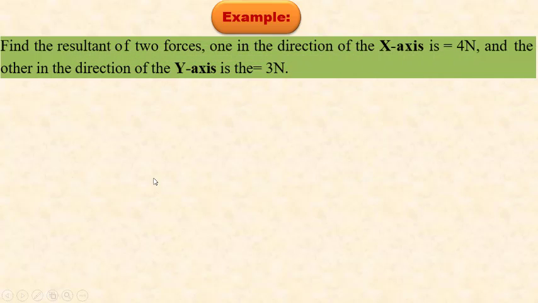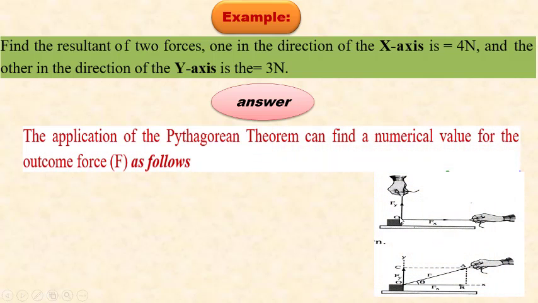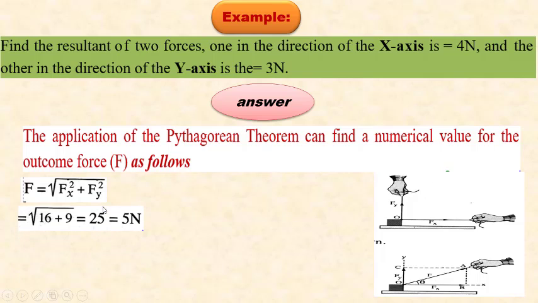Example: find the resultant of two forces, one in the direction of the x-axis, 4 Newton, and the other in the direction of the y-axis, which equals 3 Newton. Okay, draw it like that. This is Fy and this is Fx, so the resultant will be in this direction. By using the Pythagorean theorem, force equals root of Fx squared plus Fy squared. It will be root of 16 plus 9, which is 5 Newton.